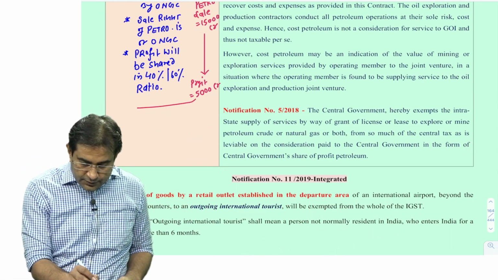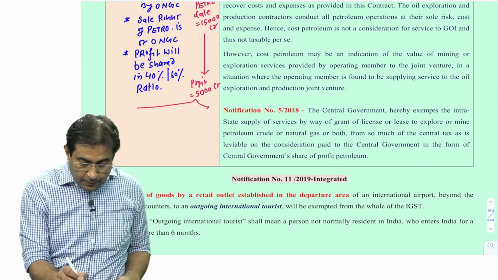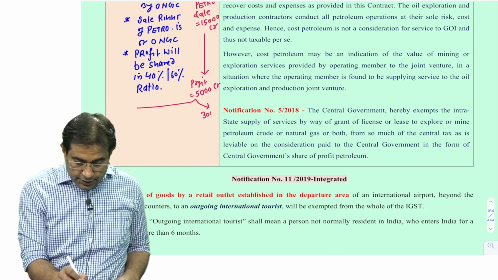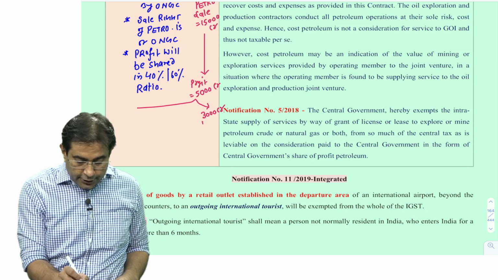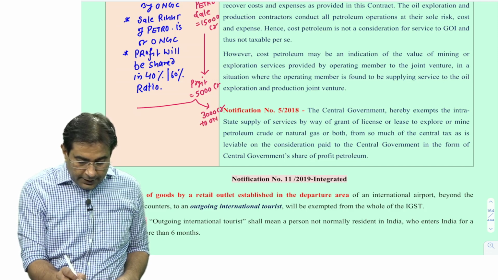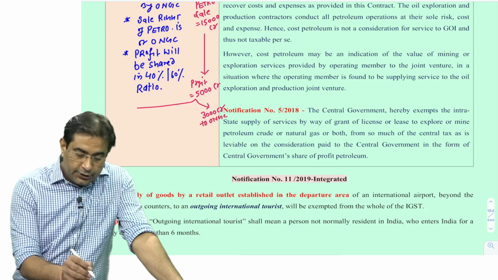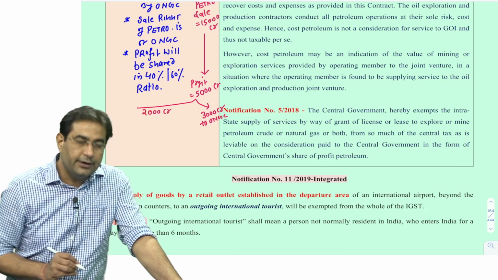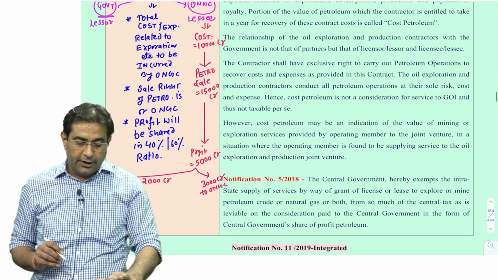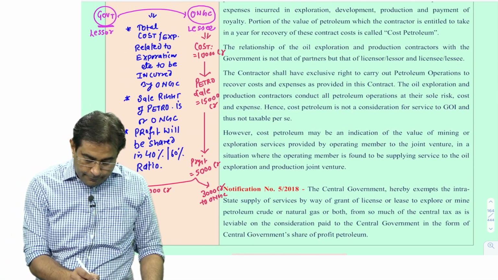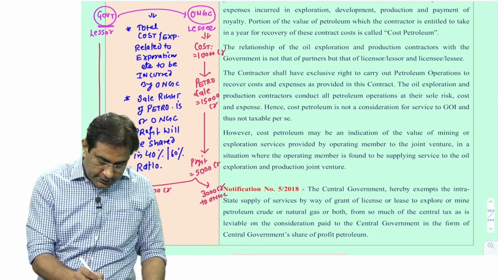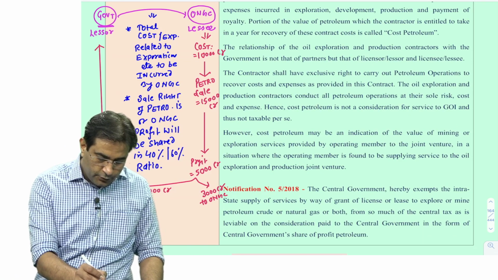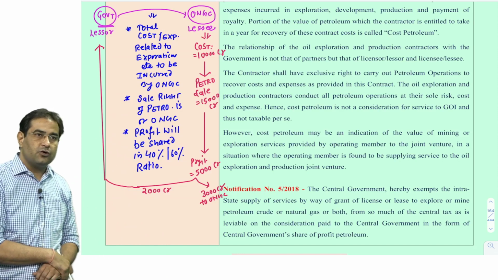As per the terms of the contract, there will be two parts of this profit element. That is, 3,000 crore will be allocated to or retained by ONGC, and 2,000 crore rupees, that is 40%, would be paid to the Government of India by ONGC. Is it okay? Yes, sir, no issue at all. This was the concept.